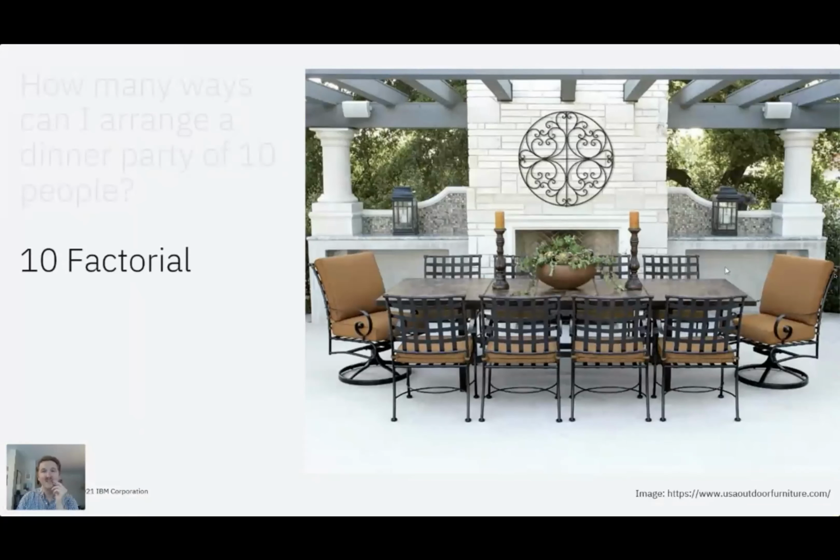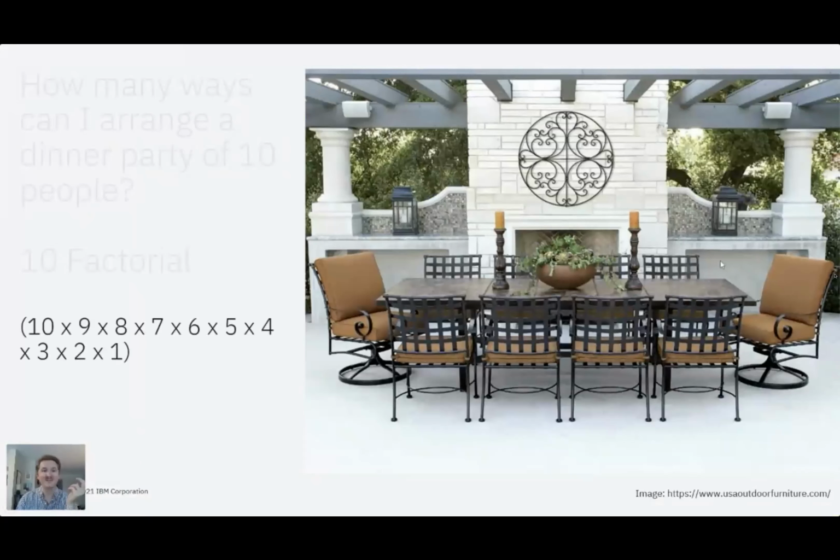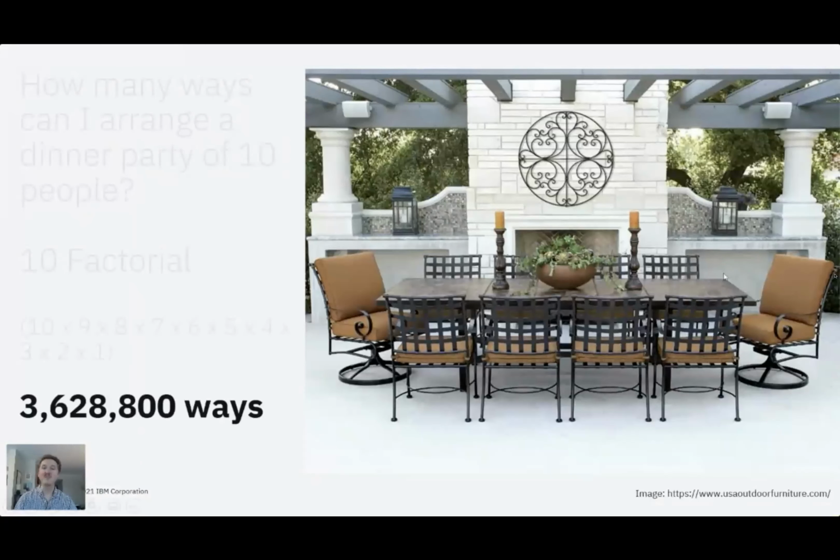The answer is 10 factorial, or 10 times 9 times 8 times 7, all the way down to 1. And when you do the math out of what 10 factorial really is, that's over 3.6 million different ways that you could arrange just 10 people at this table for my dinner party. That's a pretty astronomical amount of ways that we can arrange people.